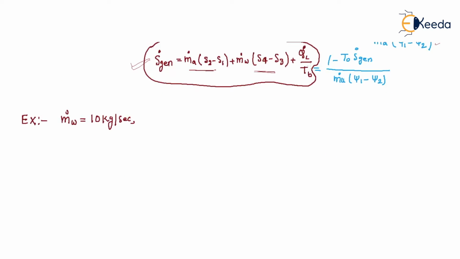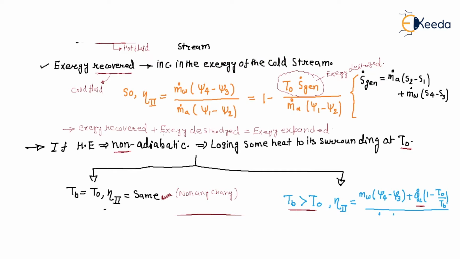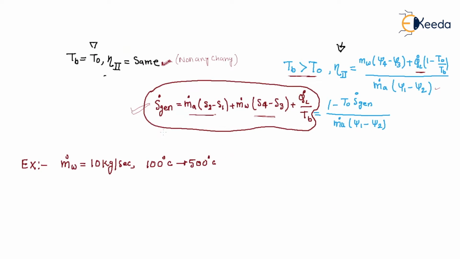So the water state is given, 100 degrees centigrade to 500 degrees centigrade. This is your T3, and this is your T4, at 2000 kilopascal. So this will flow at 2000 kilopascal.